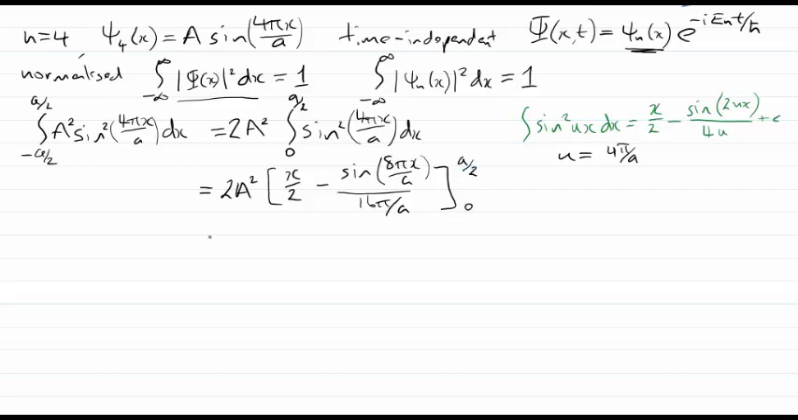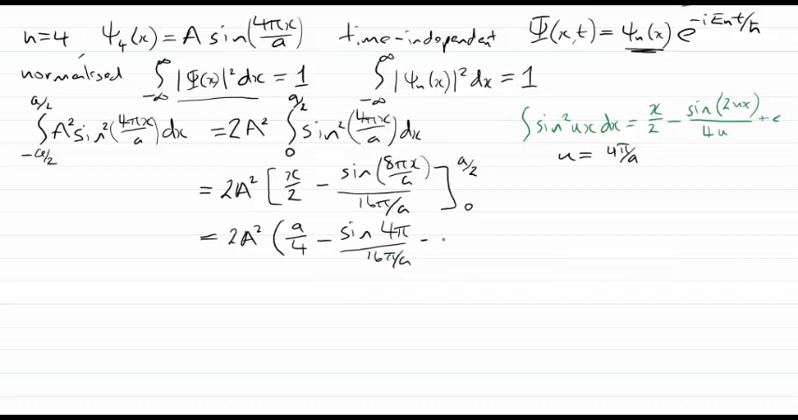And that should be fairly straightforward to do. I can again keep my 2 times capital A squared out the front. When I'm doing it for small a over 2, I'll end up here with small a over 4 when I divide by 2, minus the sine, and you should be able to see if I do 8 pi over a times a over 2, I'm going to get 4 pi there. I'm going to divide that by 16 pi over a.